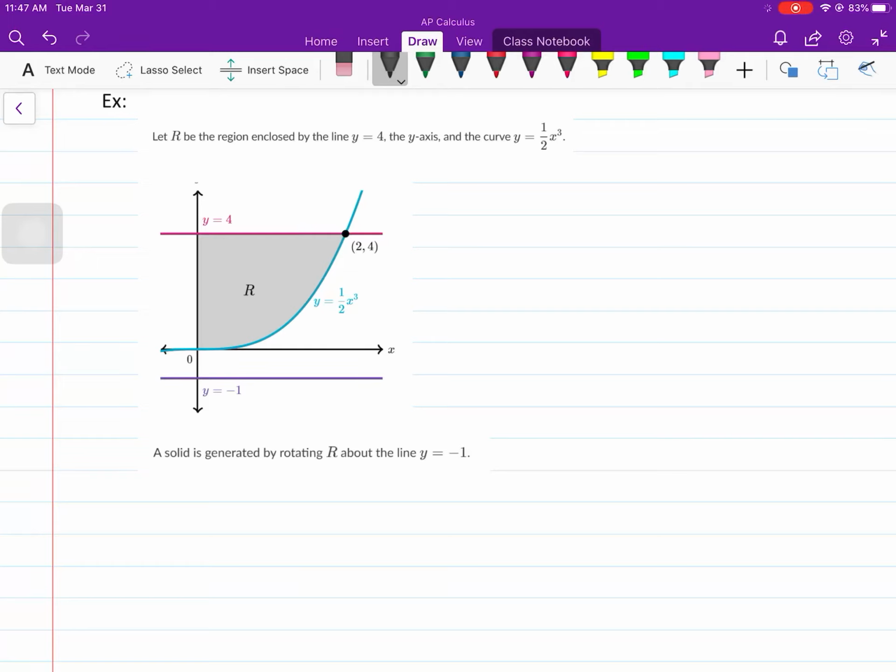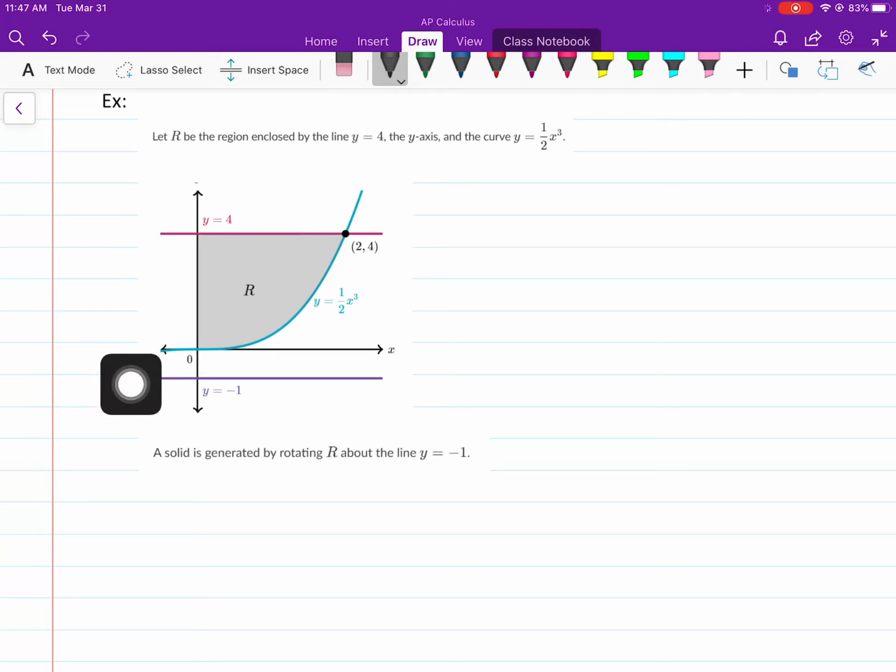So in this video, we're going to go ahead and do another example of revolving something around an axis other than the x or y axis. So here we have that R is the region enclosed by the line y equals 4, the y-axis, and the curve y equals 1/2 x to the third. A solid is generated by rotating this region around the line y equals -1. So this is a horizontal axis, so we're doing everything with respect to x.